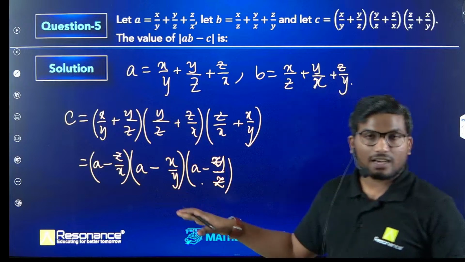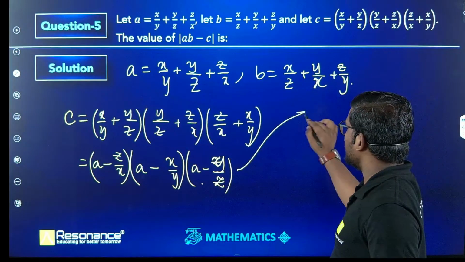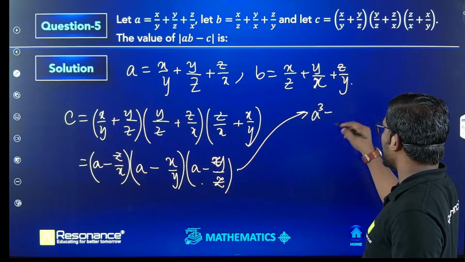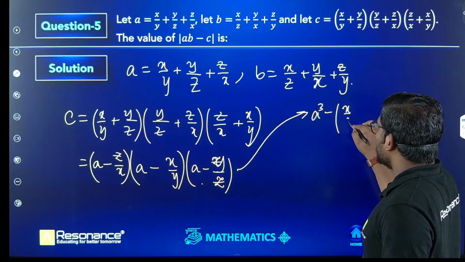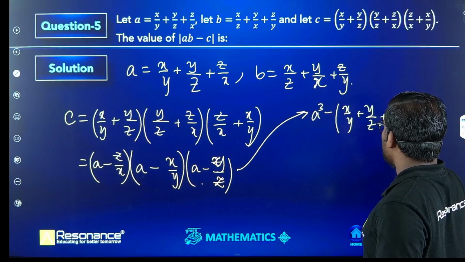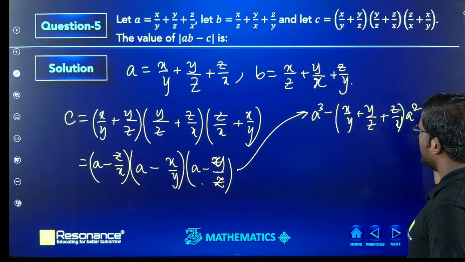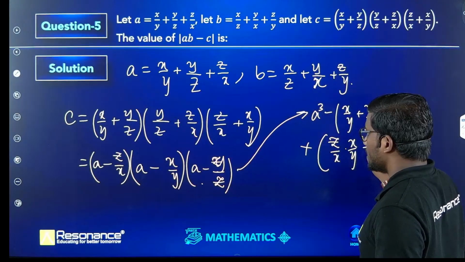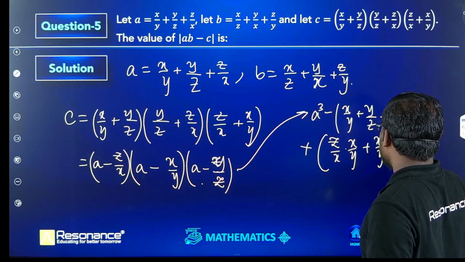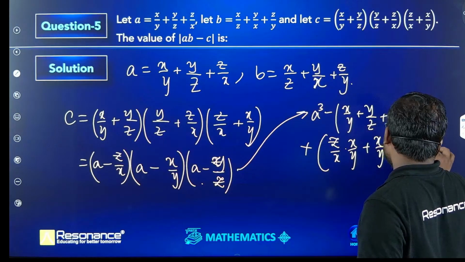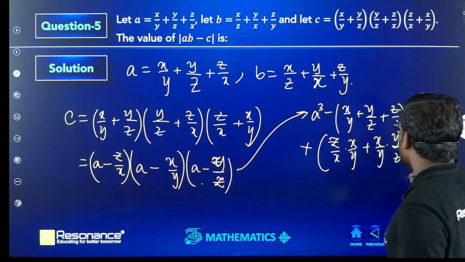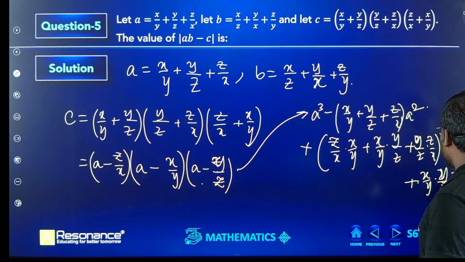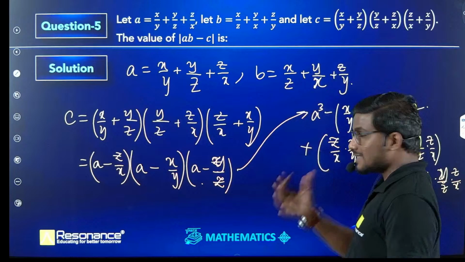Now we've got a multiplication to perform. If you can see, it is very evident that it's a cubic in A. The expression turns out to be a cubic in A, where A cube minus x by y plus y by z plus z by x into A square plus z by x into x by y plus x by y into y by z plus y by z into z by x plus x by y into y by z into z by x. Now, there is an important observation to make.